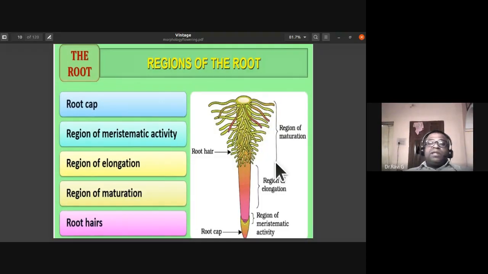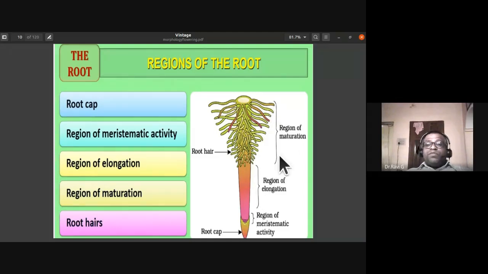Now, if you look into the regions of the root, so this diagram you should be aware about. So the root tip, where they have this meristem. So the root tip is protected by a root cap. Okay, so the region of meristematic activity, you can know the cells are undergoing continuous division, mitotic cell division. Okay, above that is the region of cell elongation.